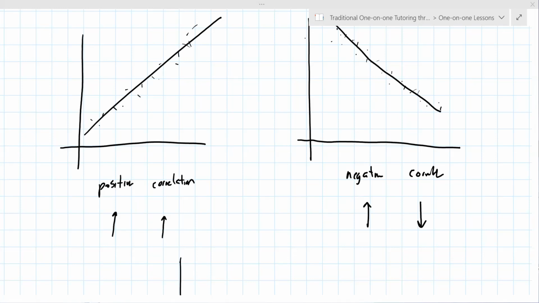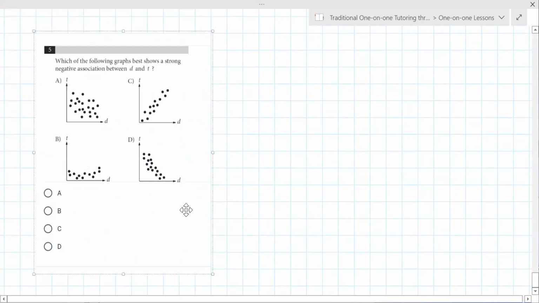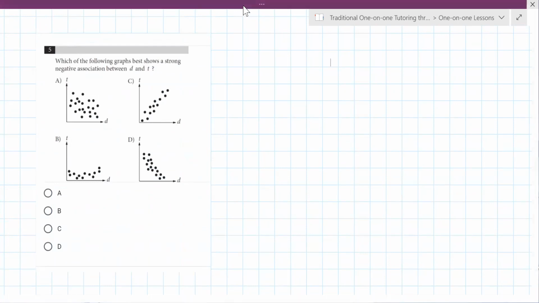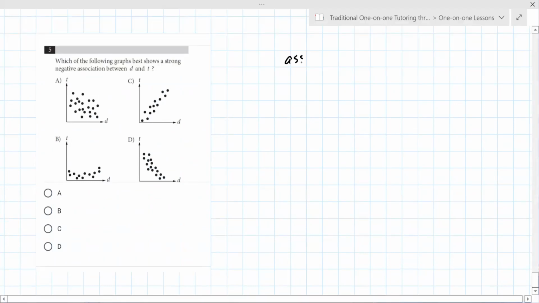So let me give you a question or two based on just the few minutes of notes that I just provided. This is the most direct question. Which of the following graphs best shows a strong negative association between D and T? The words association and correlation mean the same thing. Which two graphs could it be, in your opinion? A and D. That's right.